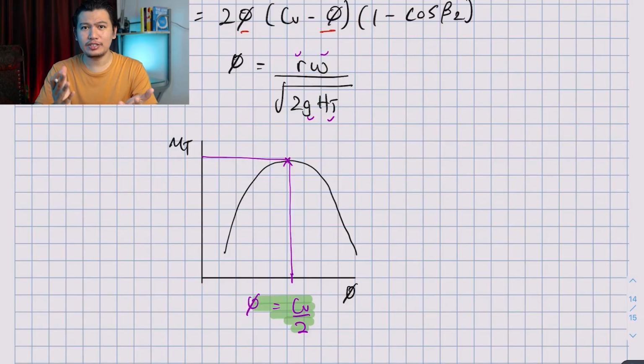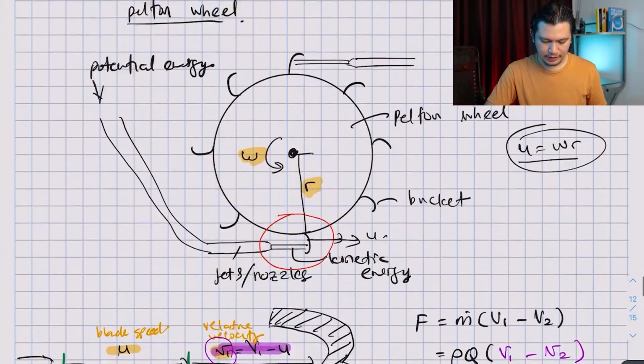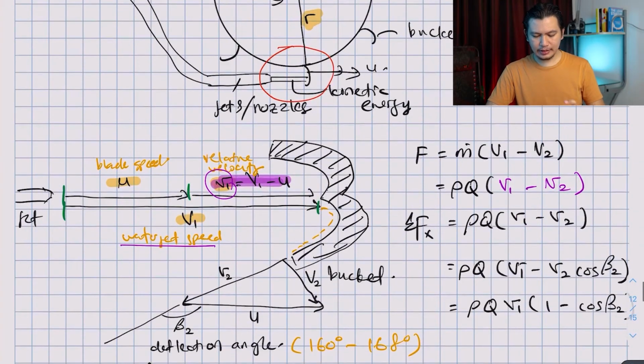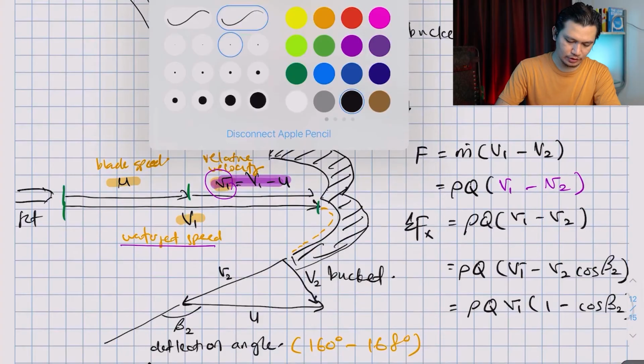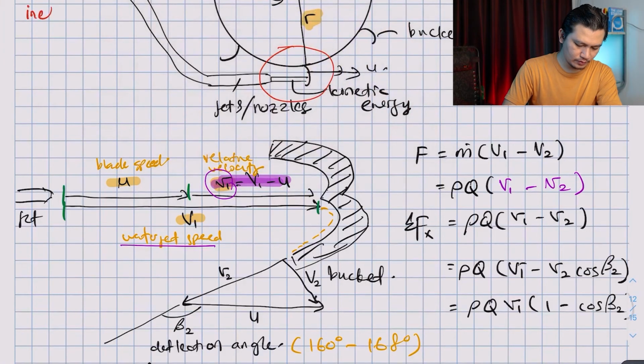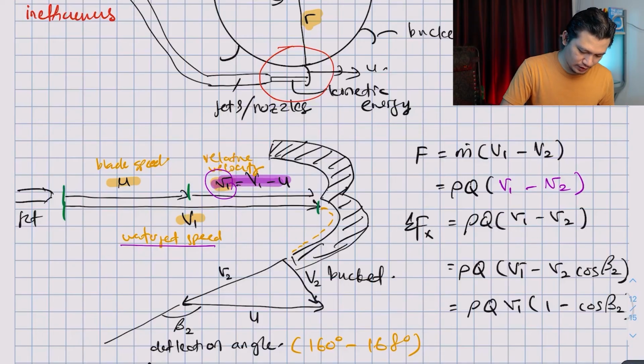Okay, and what are the reasons for these inefficiencies? What are the reasons for these losses? For that, let's take a look at the bucket figure. This is the figure. So the reason for inefficiency, let me write it somewhere. Inefficiency could be that the jet does not hit the bucket at a uniform velocity. So first, non-uniform velocity.